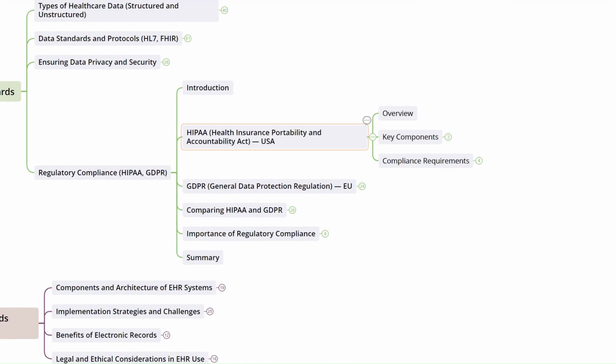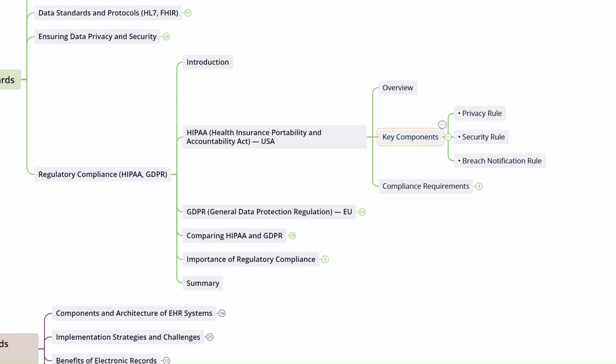Next, HIPAA, also referred to as Health Insurance Portability and Accountability Act, USA. Overview. Enacted in 1996, HIPAA sets nationwide standards for protecting health information and enabling secure electronic data exchange.